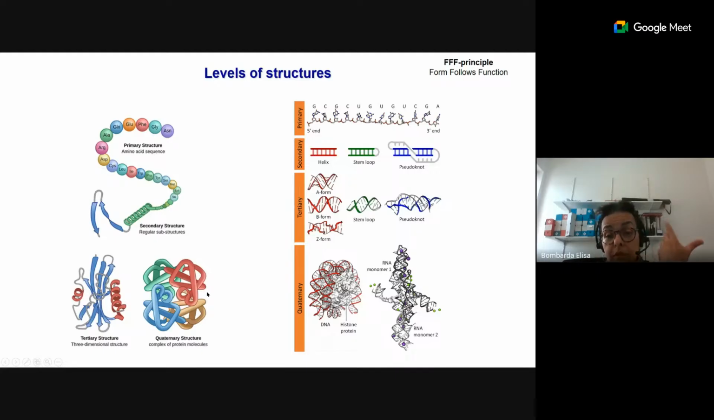And also the so-called quaternary structure, when you have a complex of different molecules.